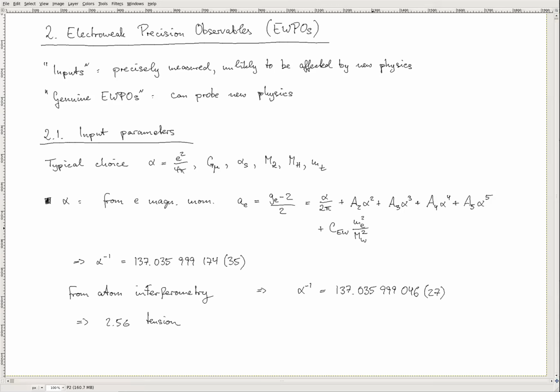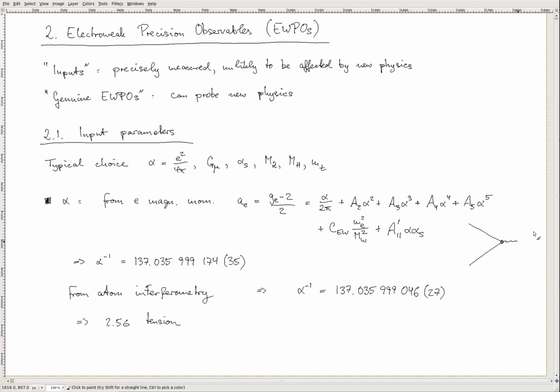And one more question. Why are there no corrections to the electron magnetic moment due to strong interactions? So there are some corrections. So in principle, I could write a term here, let's call it A prime 1 1, which is proportional to alpha alpha s. So the corresponding diagram to that would look like this.